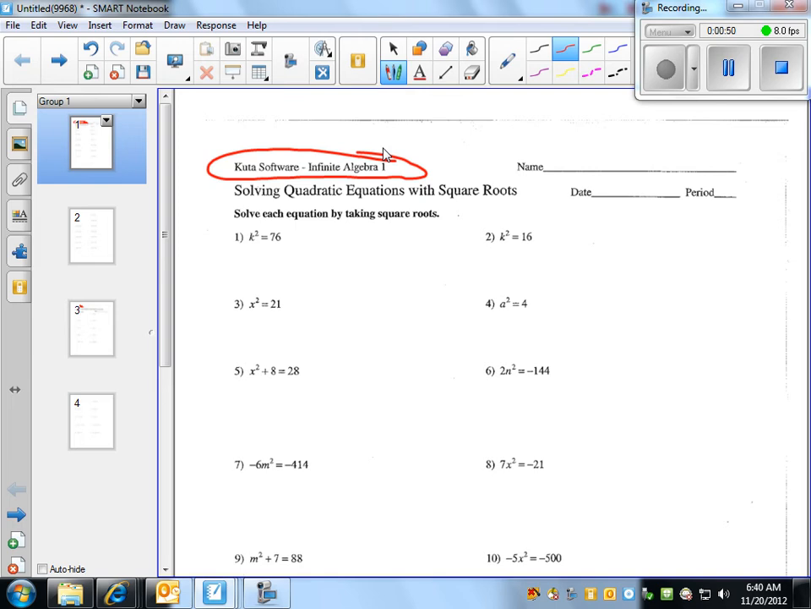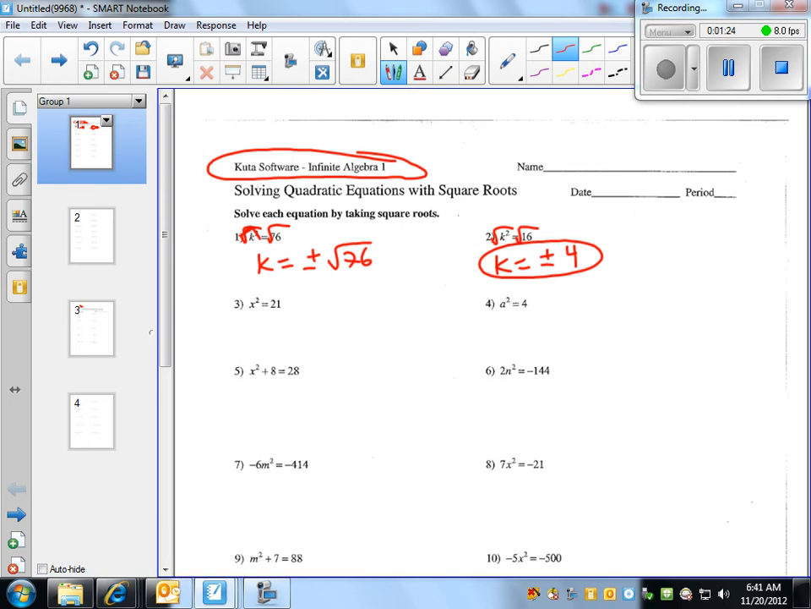But in terms of solving, all we want to do is solve these problems by taking square roots. So take the square root of k, that equals, anytime I take a square root, I get a plus and a minus. Plus and minus the square root of 76. Number 2, I take the square root. I get k equals, anytime I take a square root, I get a plus and a minus. Sometimes the square root comes out to be a nice number. The square root of 16 is 4. And I know that because 16 breaks down into 4 times 4, and I'm looking for perfect squares.